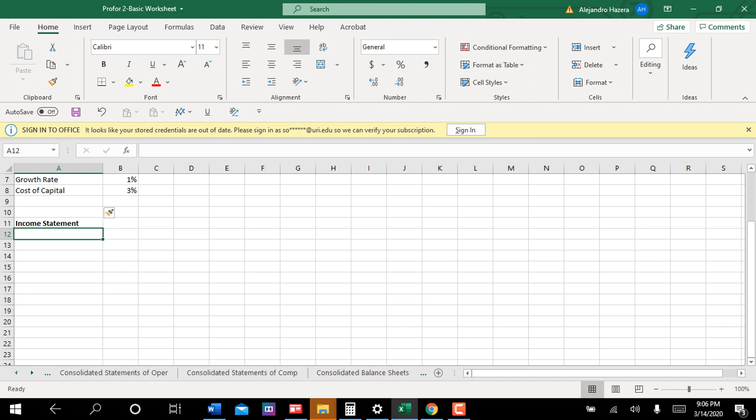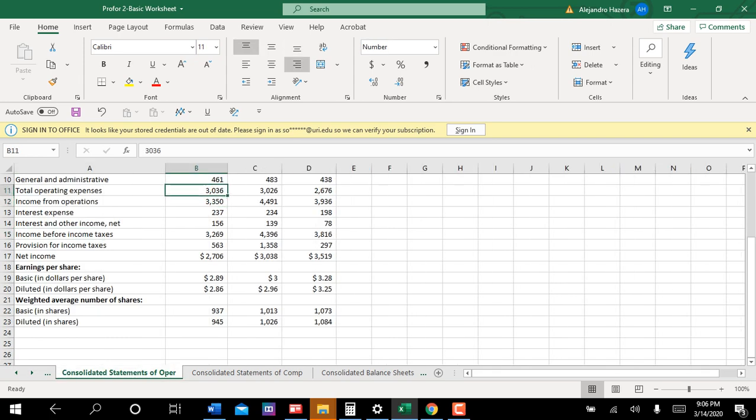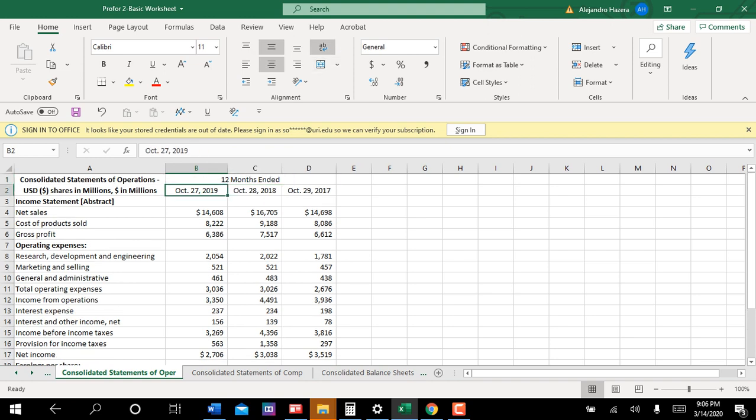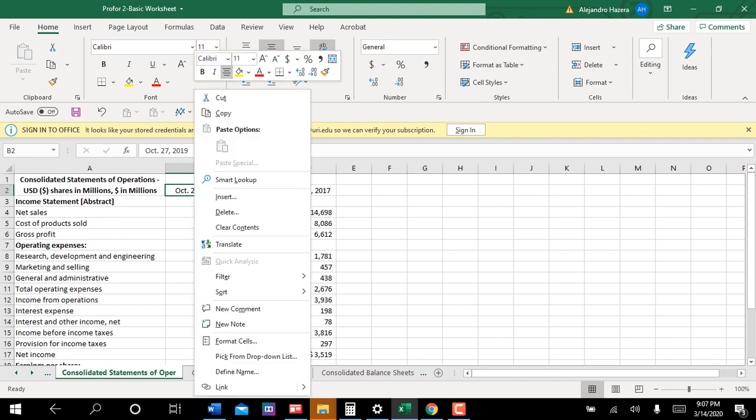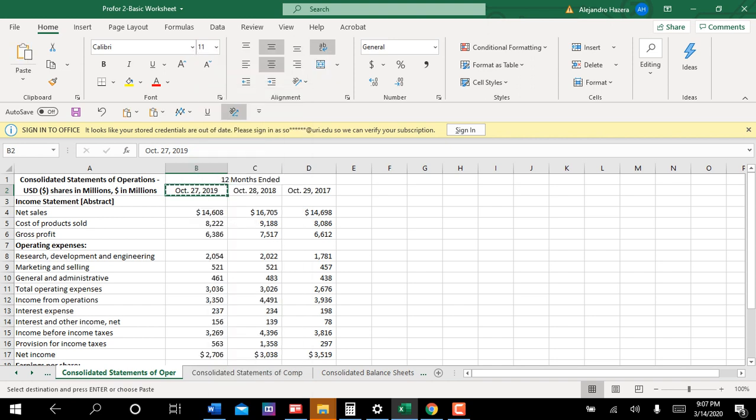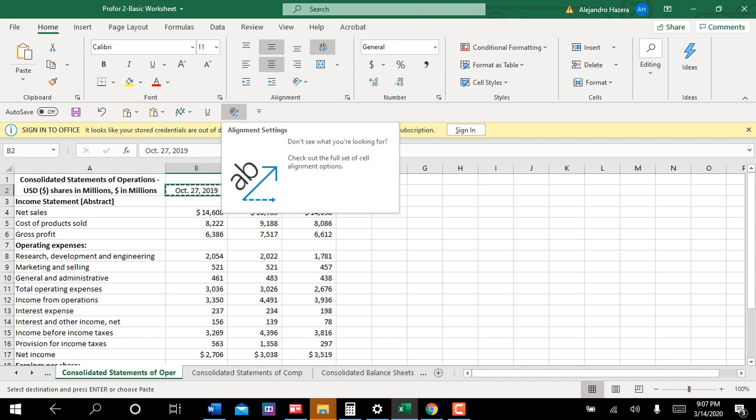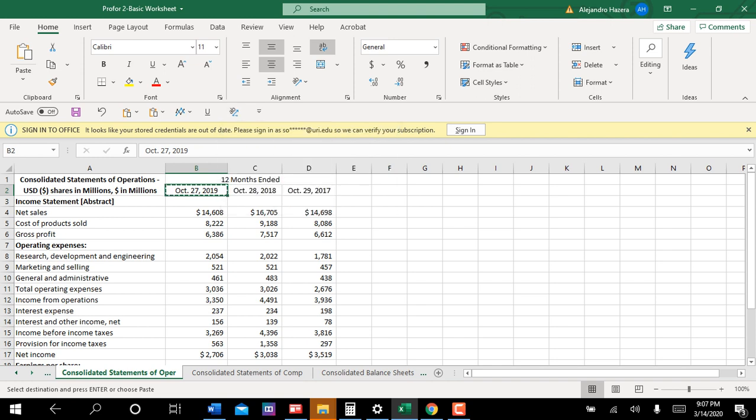to the left and see what we got here. There's your consolidated statement of operations. That's your income statement. Okay, so let's look at what we got here. What we're going to do is, first of all, note the date. The base date that we're going to use for our pro forma statements is October 27th, 2019. And you don't really have to link this, but I do like to copy this over so that we know what base date we're working with.